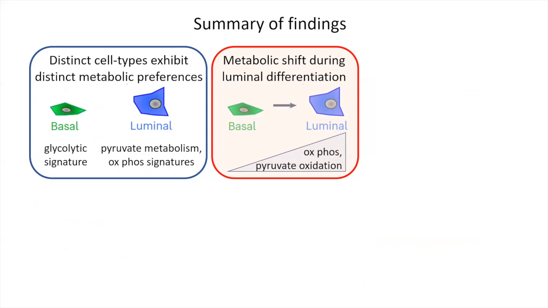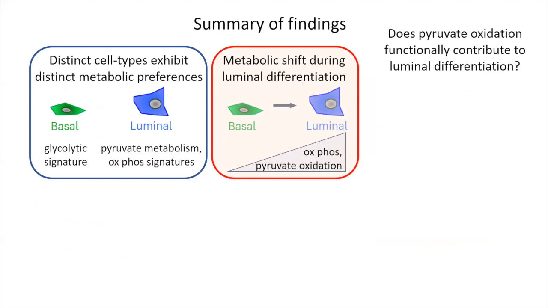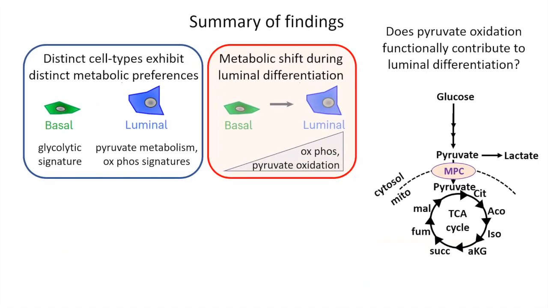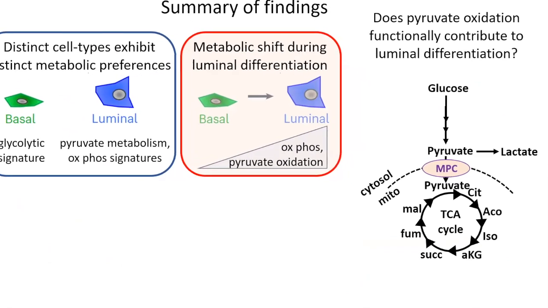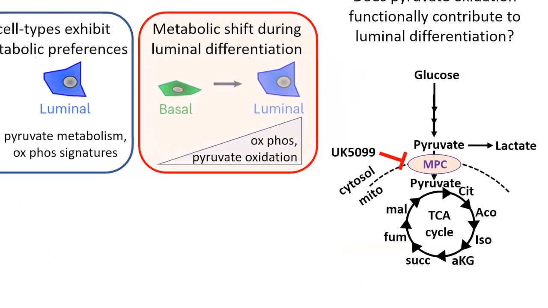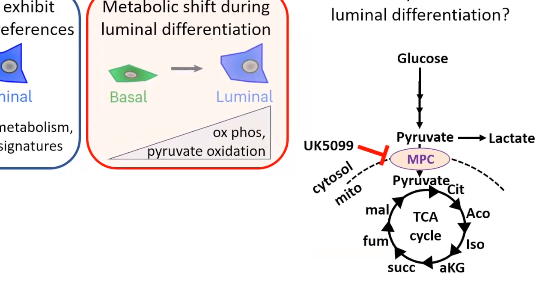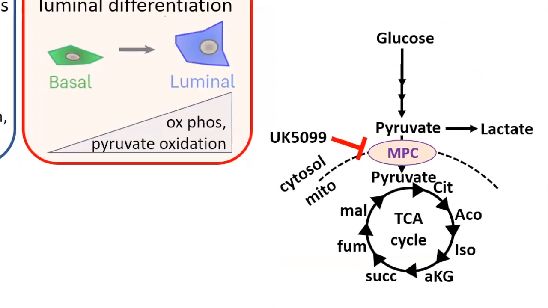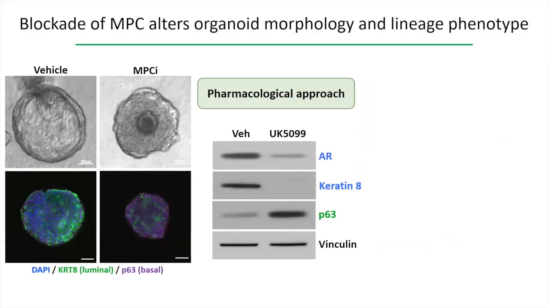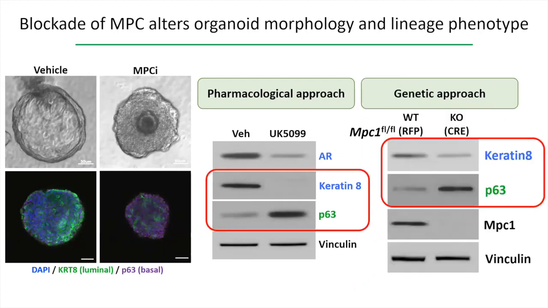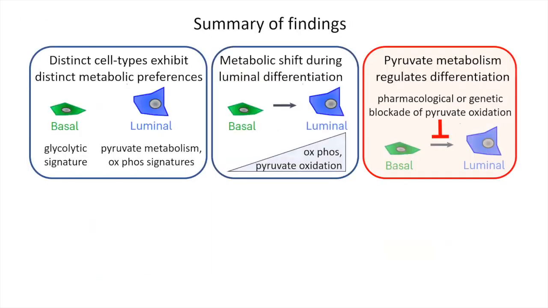Now, is this just happening, or is it functionally contributing to luminal differentiation? Pyruvate oxidation is driven by a complex called the mitochondrial pyruvate carrier, or MPC, which can be blocked pharmacologically with the small molecule UK5099 or through genetic approaches to delete MPC1 or MPC2. We found that MPC inhibition or knockout led to reduced expression of luminal markers like K8 and increased expression of basal markers like P63. And this was done in a wide range of organoid, PDX, and cell line models. So blockade of pyruvate oxidation impairs luminal differentiation.